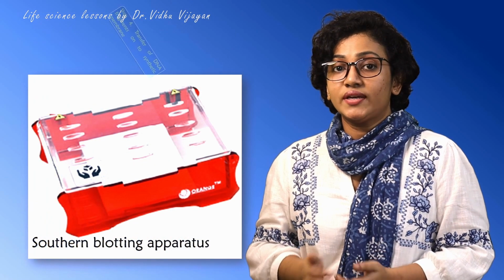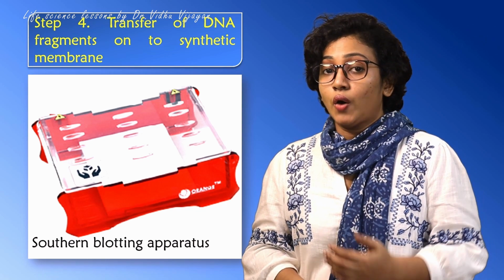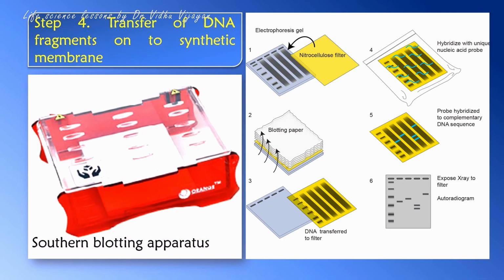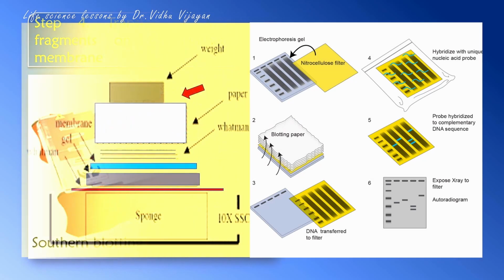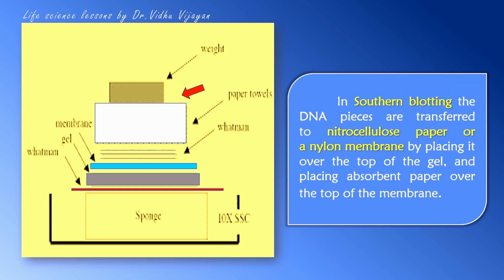Step 4 is the transfer of these separated DNA fragments onto a synthetic membrane. Here for transfer we use Southern blotting apparatus. In Southern blotting, the DNA pieces are transferred to nitrocellulose paper or a nylon membrane by placing it over the top of the gel and placing absorbent paper over the top of the membrane.